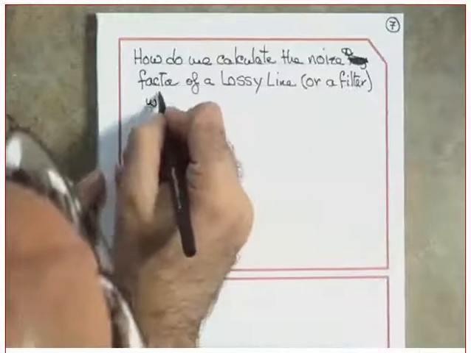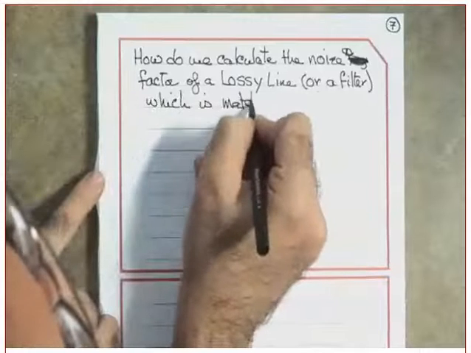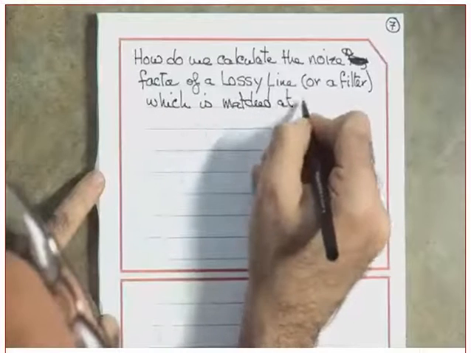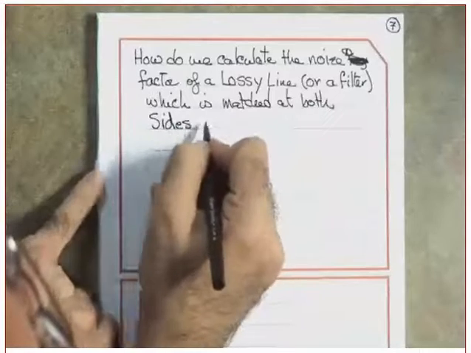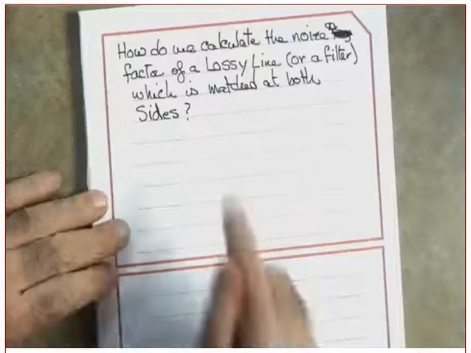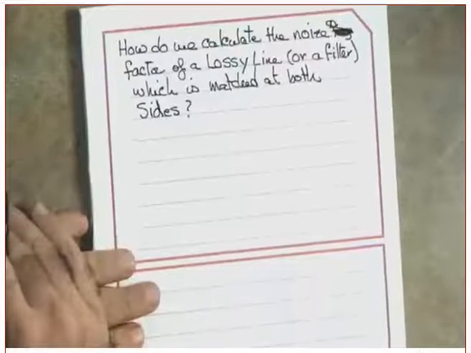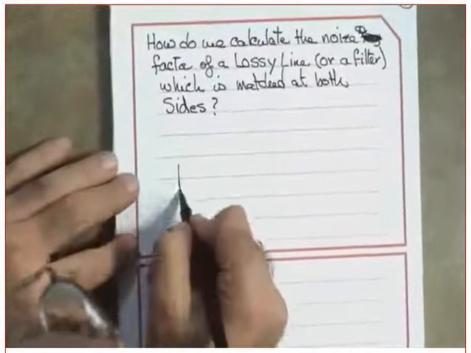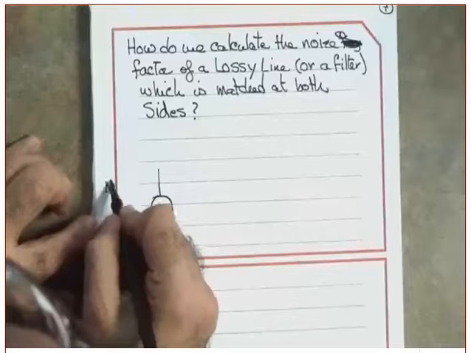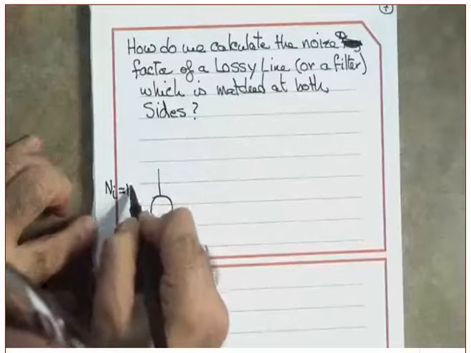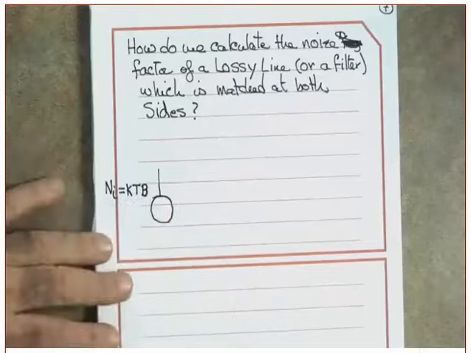Okay. Which is matched at both sides. At both sides. There is no question mark. Yeah, there is. There's a question. Clear? So what do I have here? I have a noise source generating what? So this is Ni equal to K T B. Are you following me on that?